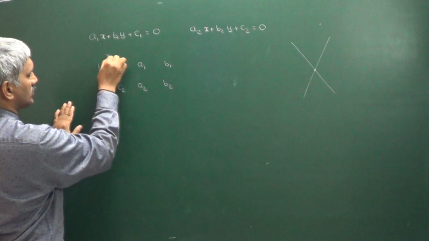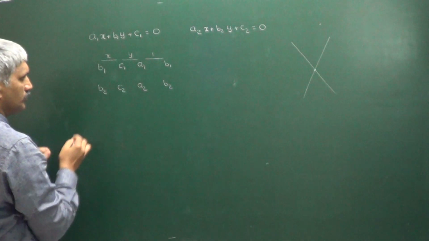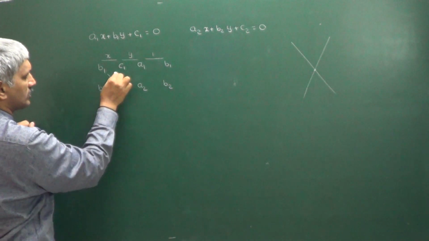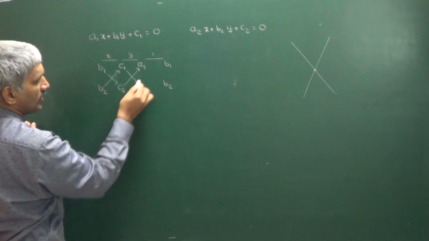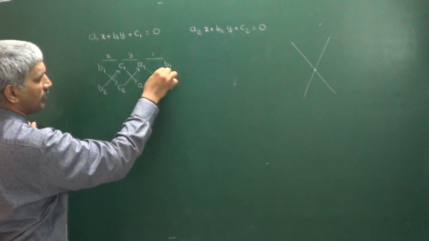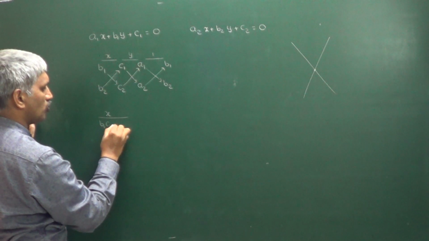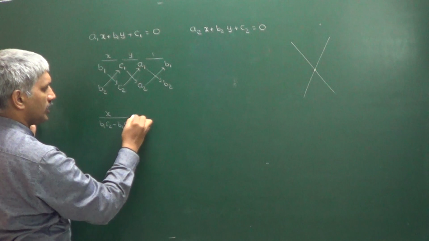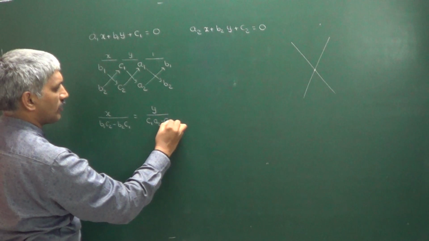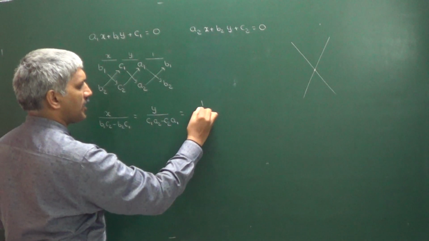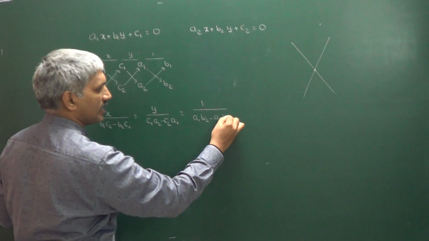So here we have to write x divided by, here we have to write y divided by, and here we have to write 1 by. Now b1 c2 minus b2 c1, c1 a2 minus c2 a1, a1 b2 minus a2 b1. That's why I can write x divided by b1 c2 minus b2 c1 is equal to y divided by c1 a2 minus c2 a1 is equal to 1 divided by a1 b2 minus a2 b1, right?